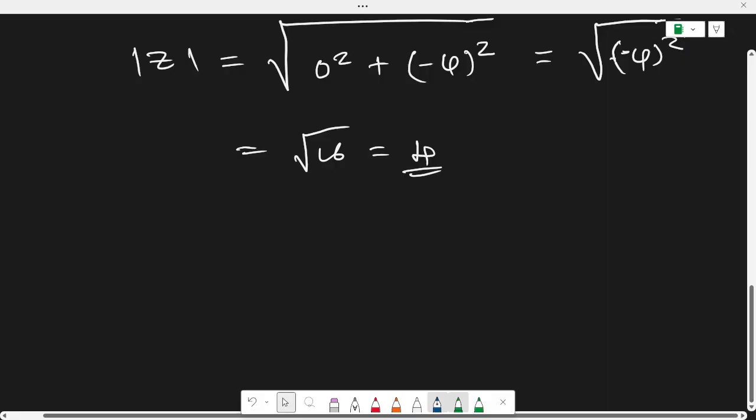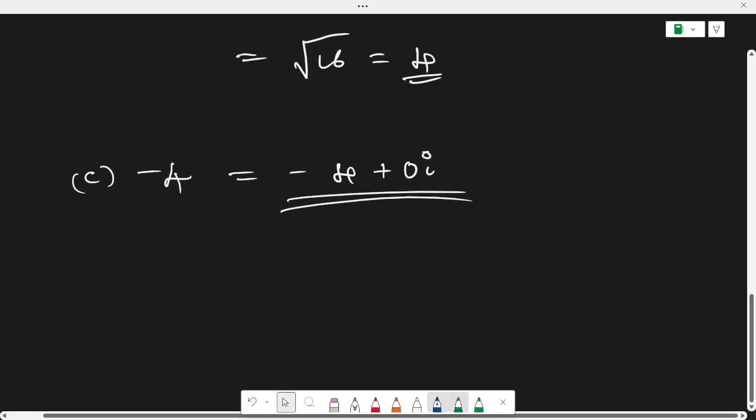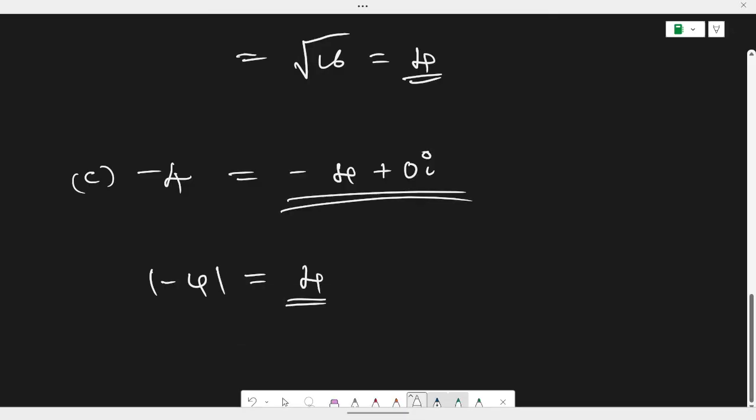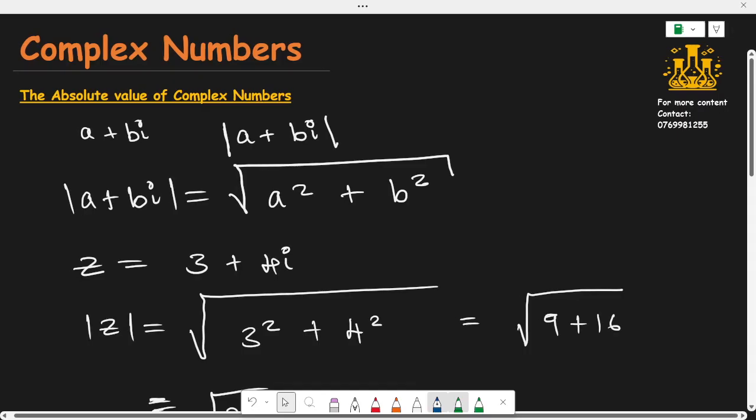Right. What if we just had, let's say, -4 like this. This is a situation where we don't have an imaginary part, we just have the real part. So this is equal to -4 plus 0i, and it's the same thing. And the absolute value of -4, we know it is just 4. So you get the idea. This is very simple to understand, this concept of the absolute value of a complex number.